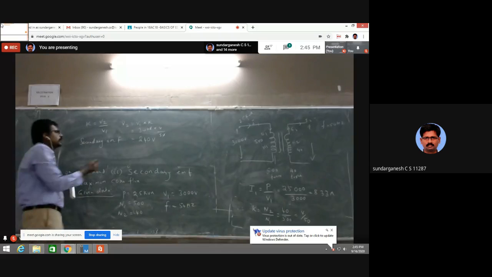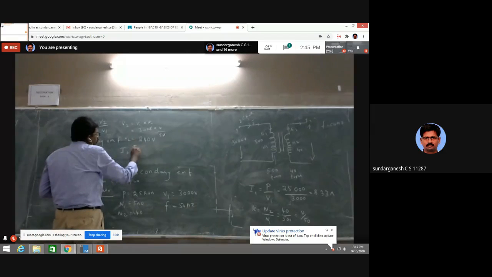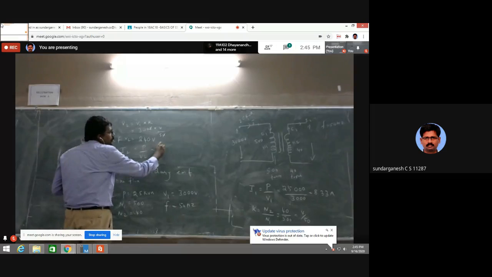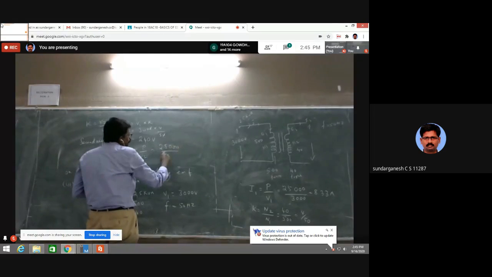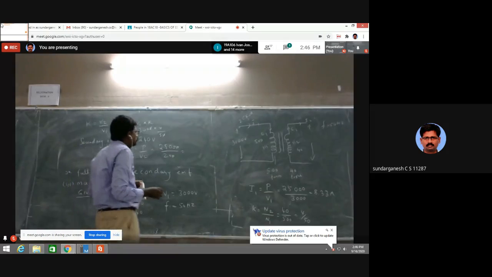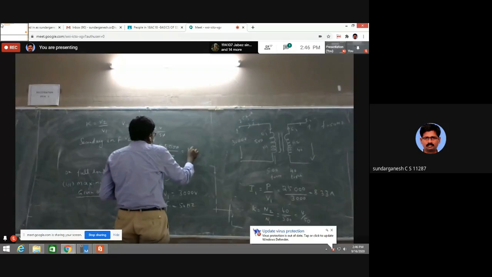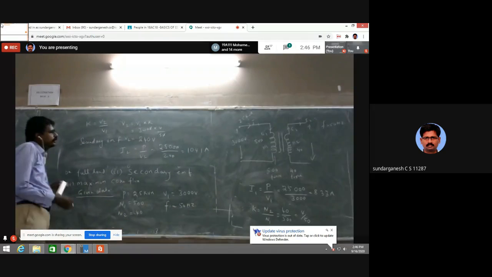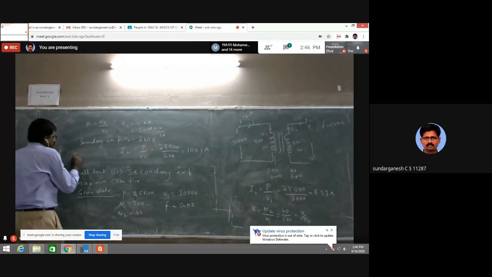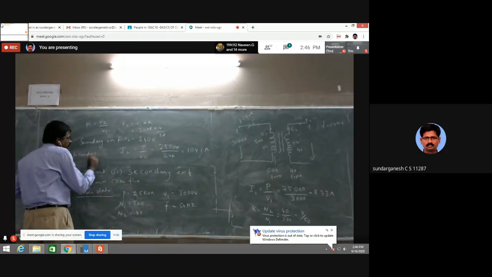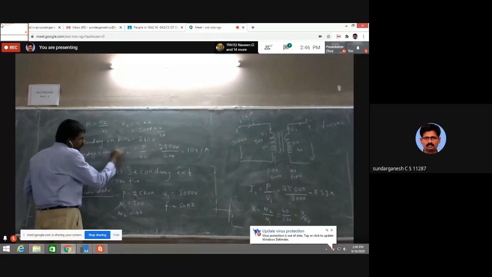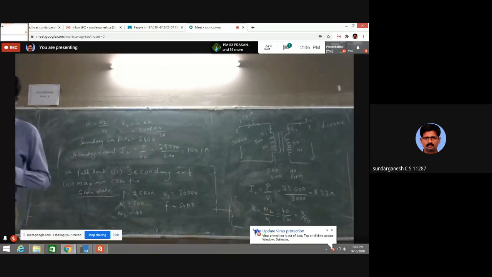Now I can easily find the current I2. I2 is equal to P by V2. P is constant, 25,000, and V2 is 240. 25,000 by 240 is 104.1 amps. Okay, so I have found the secondary current. Next we have to find the flux per pole. It is a different formula.